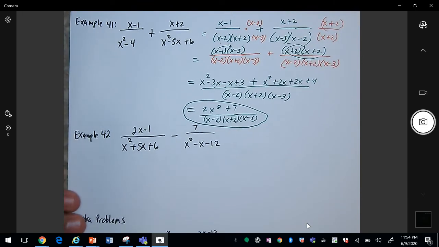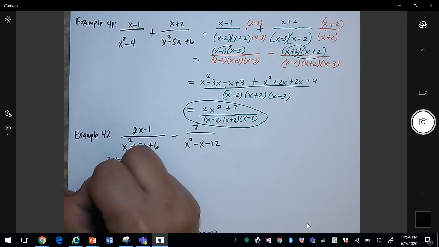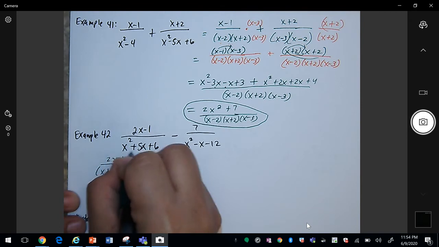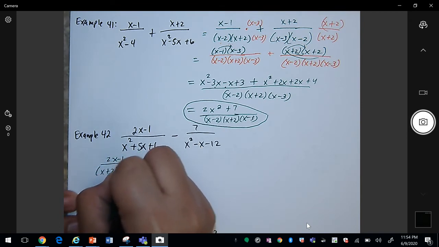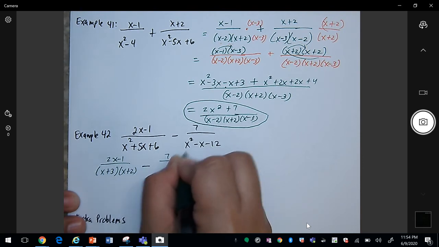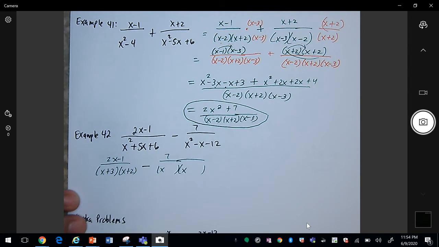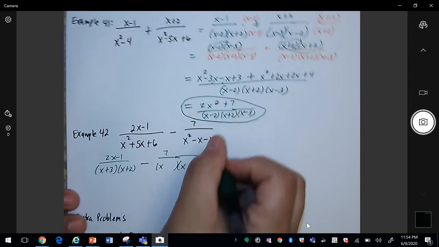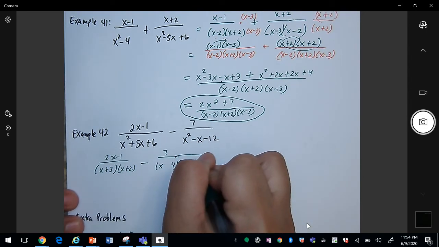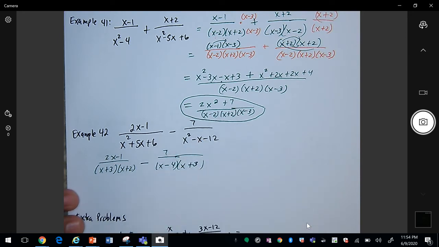For subtraction, similar to the addition, you want to factor all the terms that we can. So for x squared plus 5x plus 6, I get x plus 3, x plus 2, minus... here I have 12, so I can use 4 times 3. I need to have a negative, so that would be in the front of the biggest number.